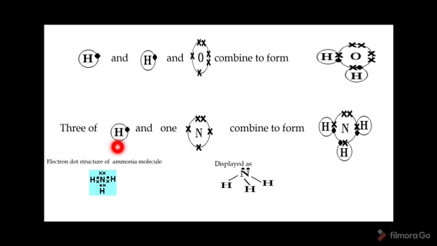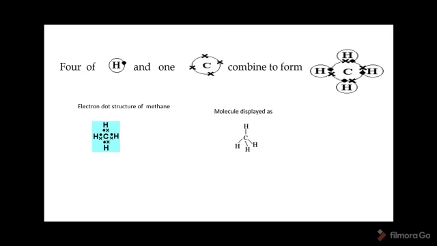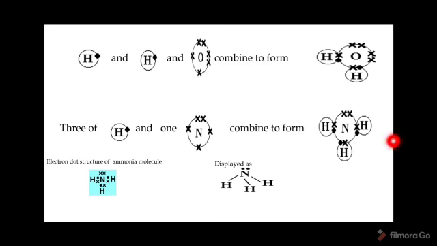3 hydrogen and 1 nitrogen combine to form NH3, the ammonia molecule. This is displayed as N bond H. So this is the electron dot structure of the ammonia molecule. In the electron dot structure, that is the Lewis electron dot structure, you have to represent only the outermost electrons.